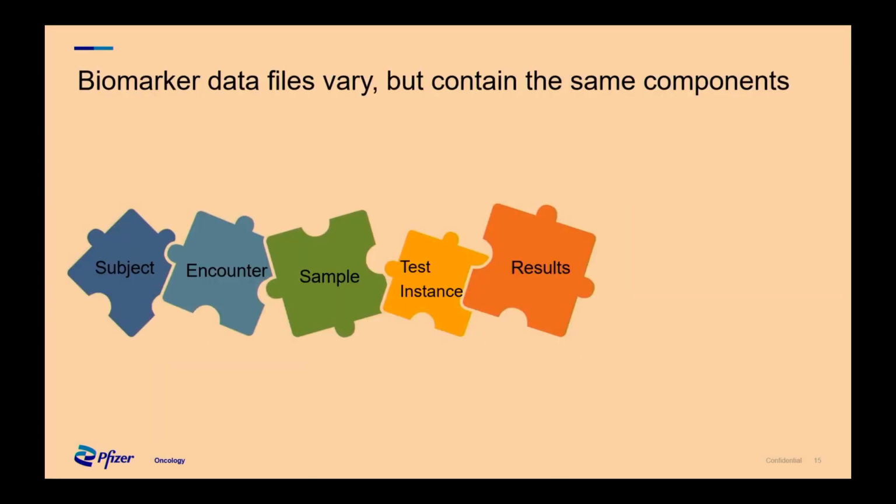Even though our files really vary in terms of what information they contain, they have the same components in each file. Each file is going to have information related to the subject or the patient on the clinical trial, the encounter or visit when they go in and see their provider, the samples, if they provided a blood sample or a biopsy, the test instance, so maybe this was tested once, maybe it was tested again, and then also the results, or the measurements that were actually assessed.